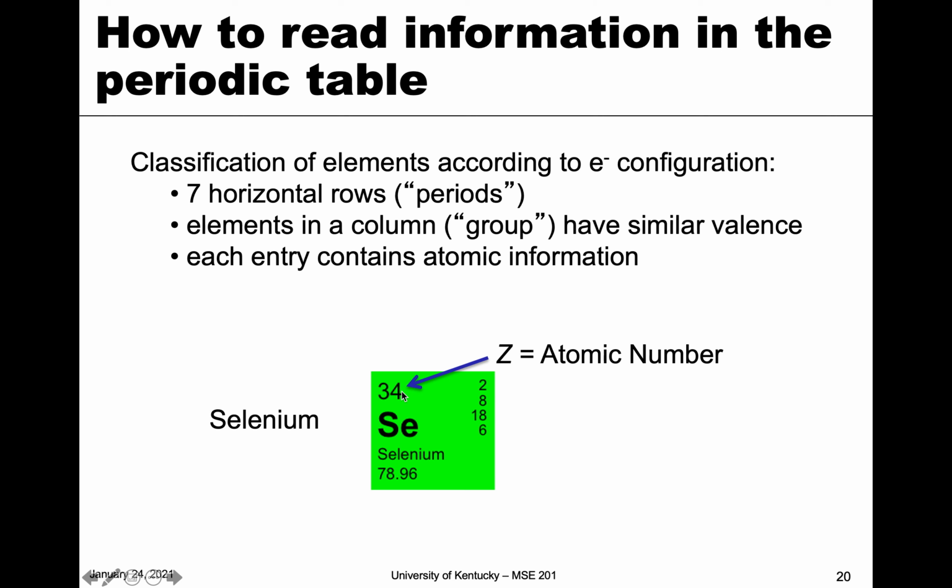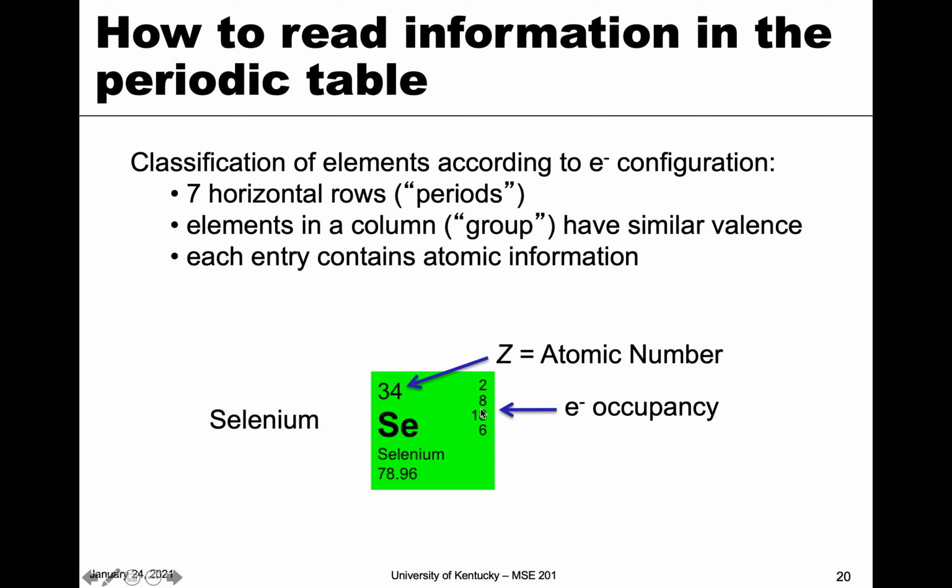I want to point out here that this configuration is not universal. You may see slight differences, but in this version, the top left gives us the atomic number. So it'll be a whole number. That's its atomic number Z. You see the designation for selenium, so its 2-letter abbreviation or 1 letter in some cases. Sometimes it will be spelled out, other times it won't, but here it's actually spelled out.